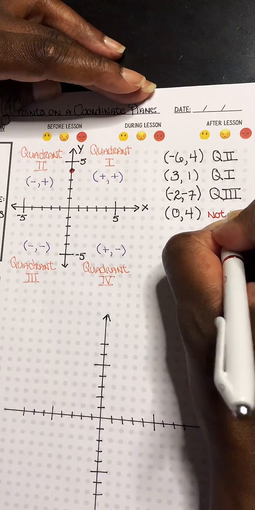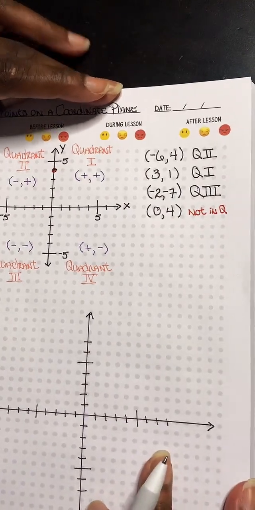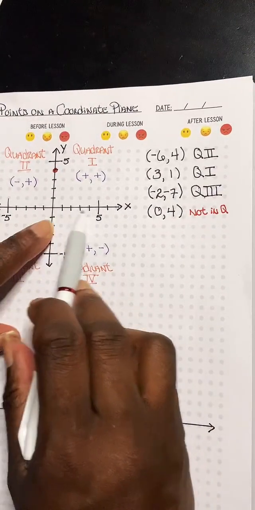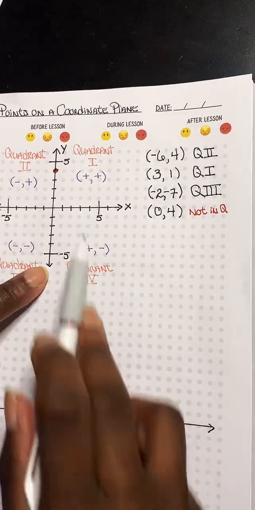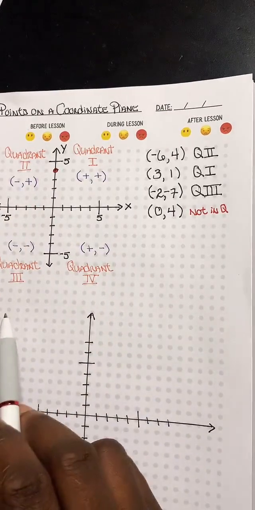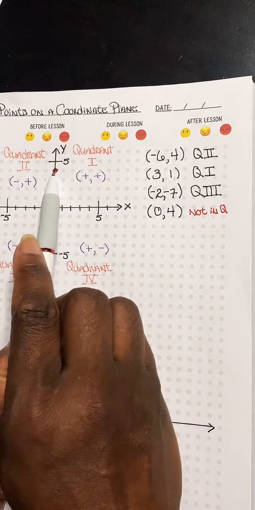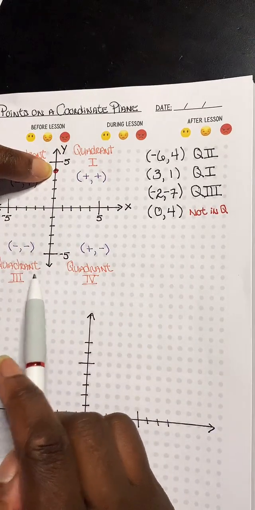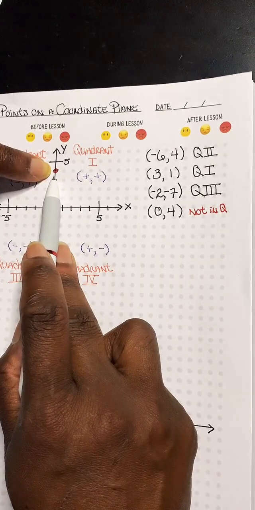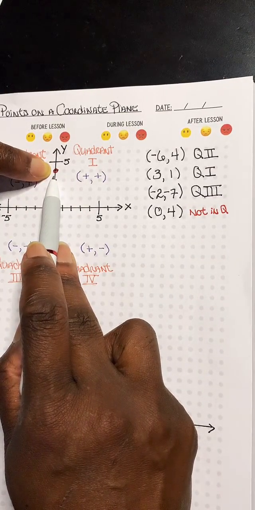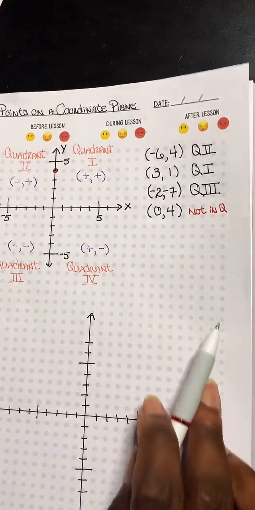Okay? I'm just going to say not in Q. Okay? So if it's on the axes, X or Y axes, it's not inside of those quadrants. It's on the line. Okay? So this is called, since it's hitting the Y axis, this is your Y intercept. Okay? It's crossing that Y axis. So it's not inside of a quadrant.